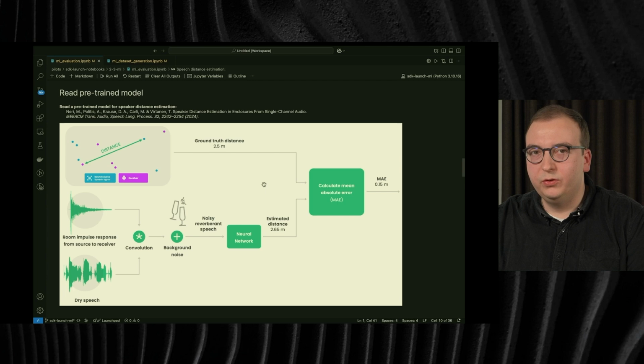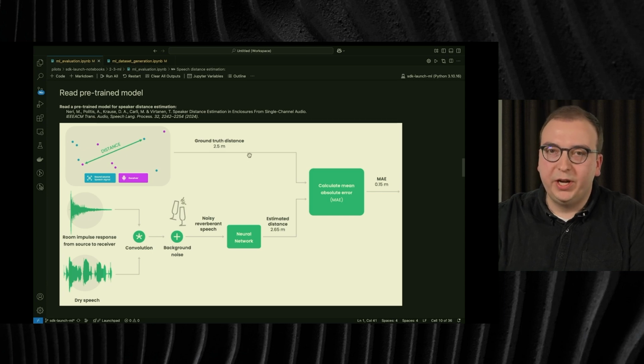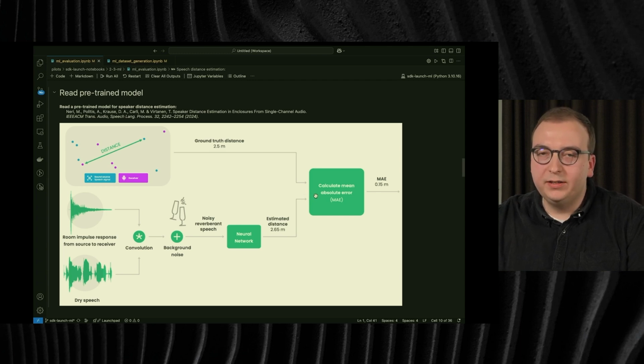Of course, we also know a ground truth in this evaluation scenario because we have set this up as measurements or as simulations, and then we can compare this ground truth distance with the estimated distance from the network. If we do this over the entire evaluation data set, we can calculate a mean absolute error. And in this case, for the figure, we of course only have one item that we compare. Therefore, the mean absolute error is just the difference between the ground truth and the estimated distance here.